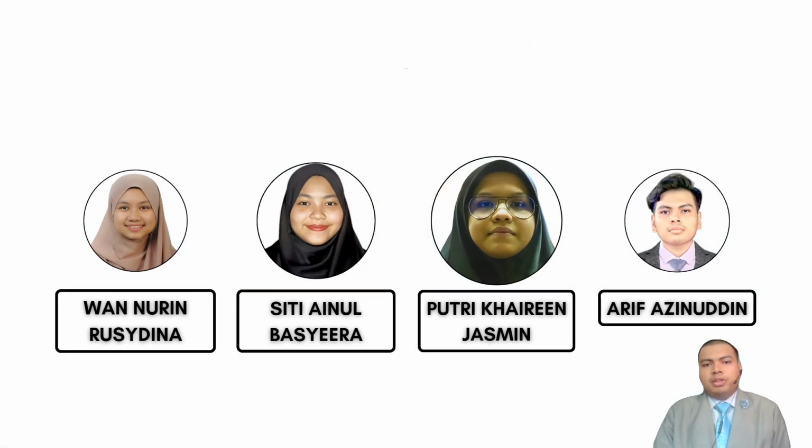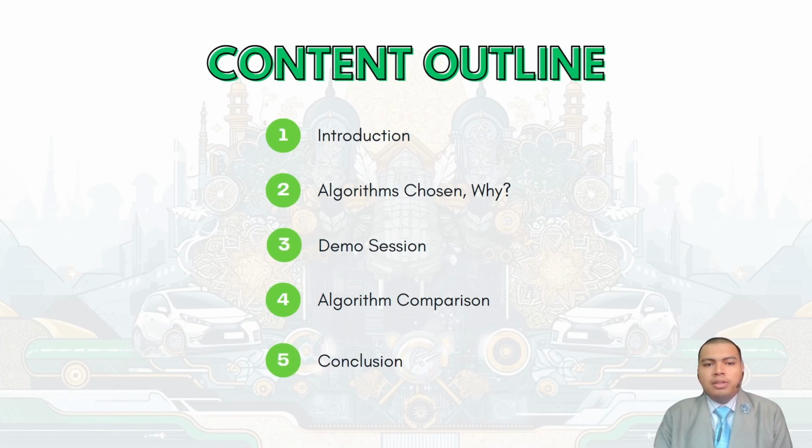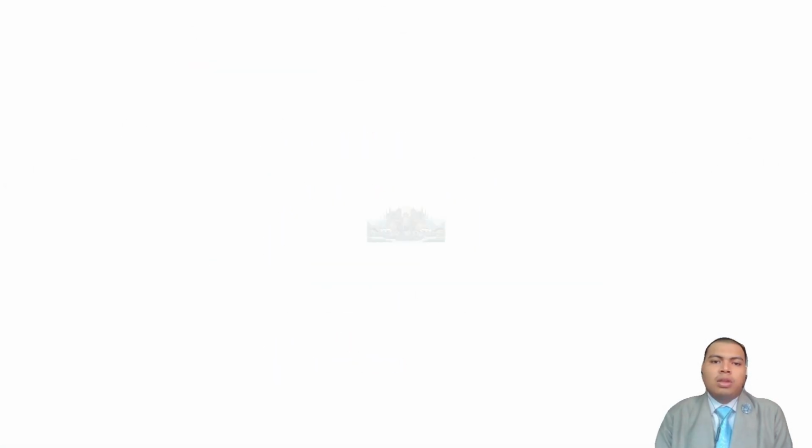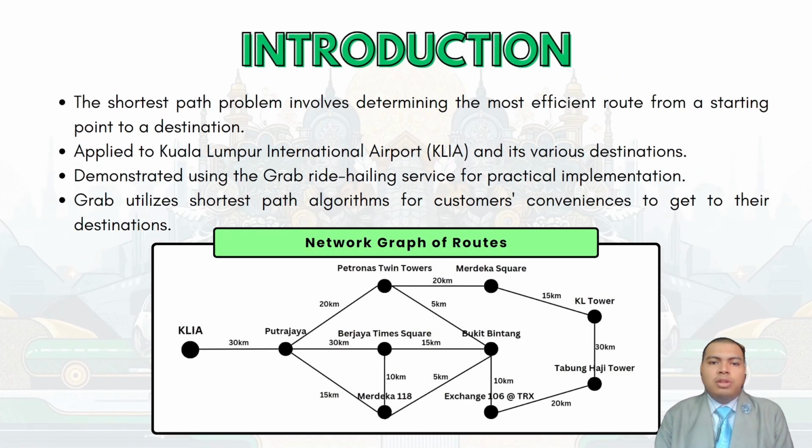So without further delay, we go to the content outline. This presentation consists of 5 contents. For the first, we have introduction. Next, we have algorithm chosen, why, demonstration, algorithm comparison, and the conclusion. So we jump to the introduction.